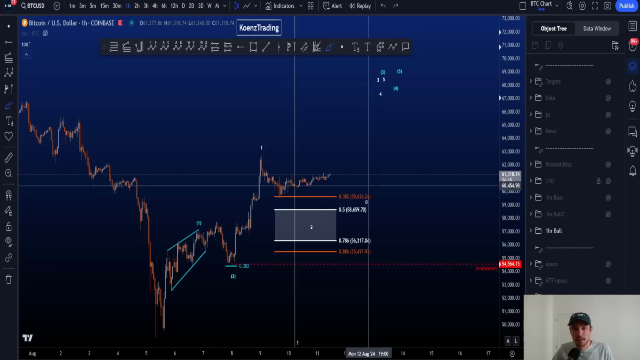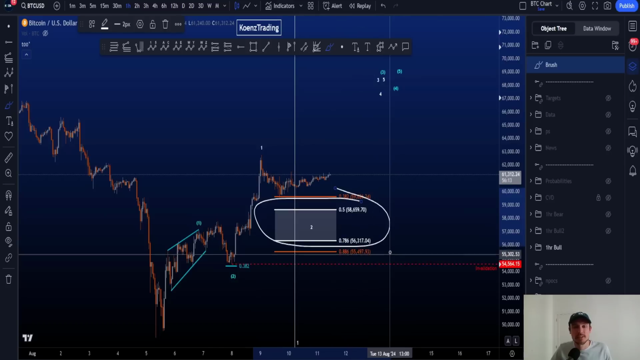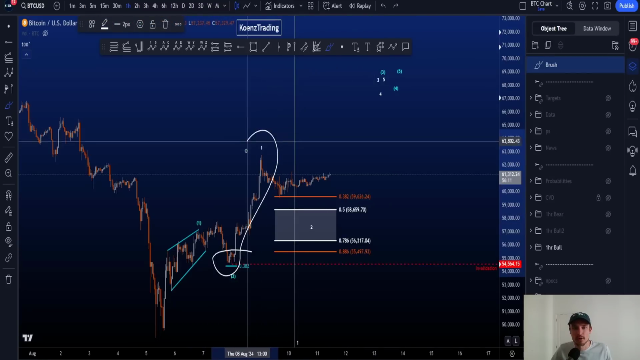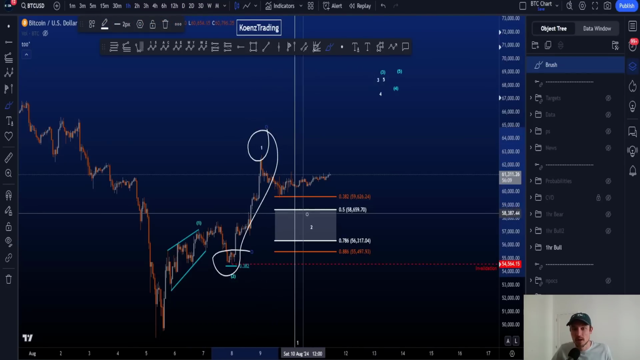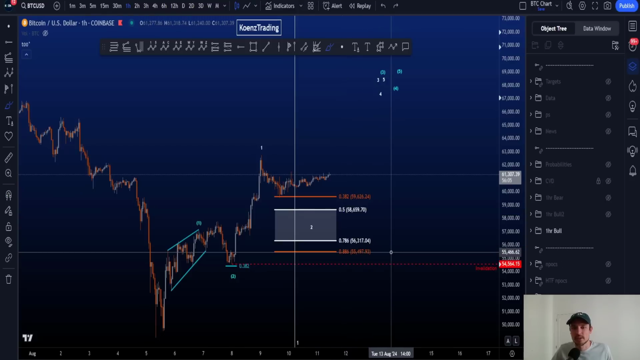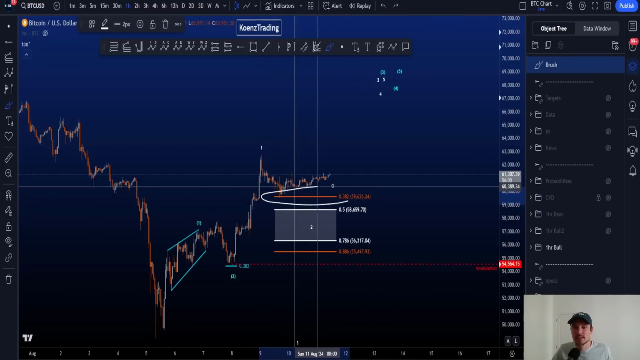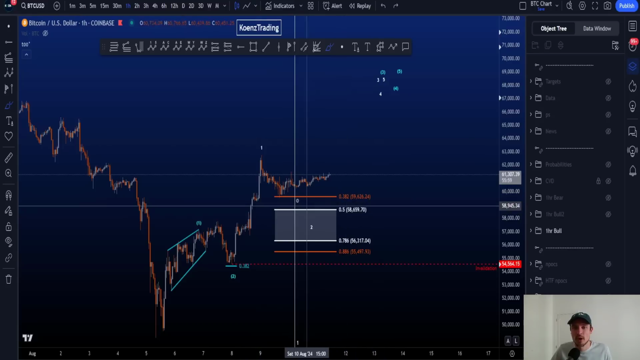impulsive structure. Now, the most common target for your wave 2 is the 0.5 to the 0.786 Fibonacci taken from the low to the high of your wave 1, sitting between 58.6k and 56.3k, which as you can see has not yet been hit, but the 0.382 is touched. It is an uncommon target for a wave 2, but it is a target nonetheless.